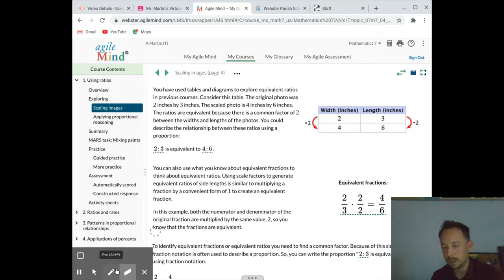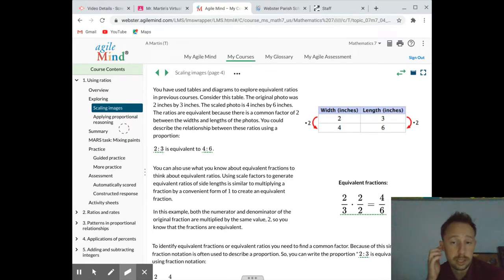Okay, now looking at this, it says that we've used tables and diagrams to explore equivalent ratios in previous courses, which is what we did the other day in our overview. So looking at this table, it says the original photo was 2 inches by 3 inches, and the scaled photo is 4 inches by 6 inches. So since the scaled photo is 4 inches by 6 inches, did we enlarge or did we reduce the image? Enlarge. That's right. We enlarged the image because it got bigger.